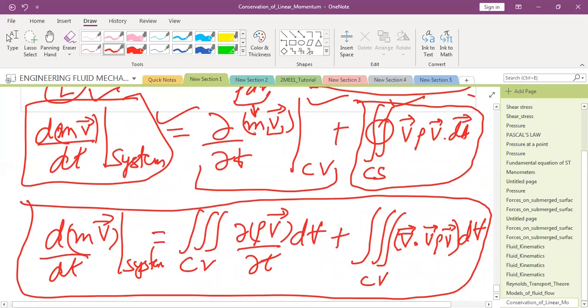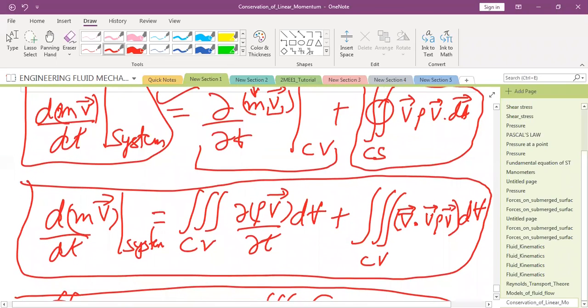So after you have put the values of these small capital N and small n, the next step is, on the right hand side, you are making substitution for mass. Mass is rho dV. And you are converting this surface integral to a volume integral using the Gauss divergence theorem. So these are the two steps which I have done to get this final expression. Are you clear?